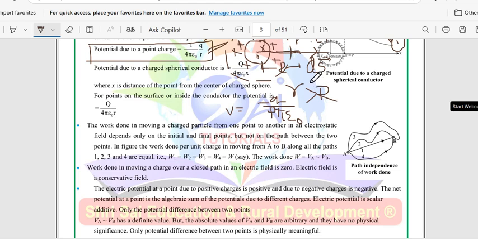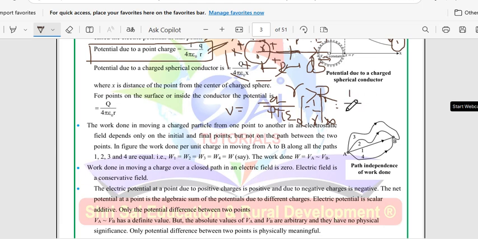So for a point at infinity to that point R, what is R square? Integration of 1 divided by R square is minus 1 by R. Okay, if you substitute minus infinity to that point R, what is minus into minus? Plus.